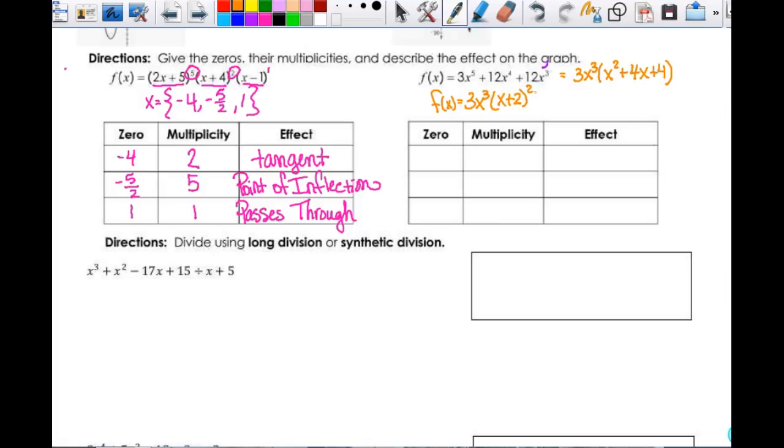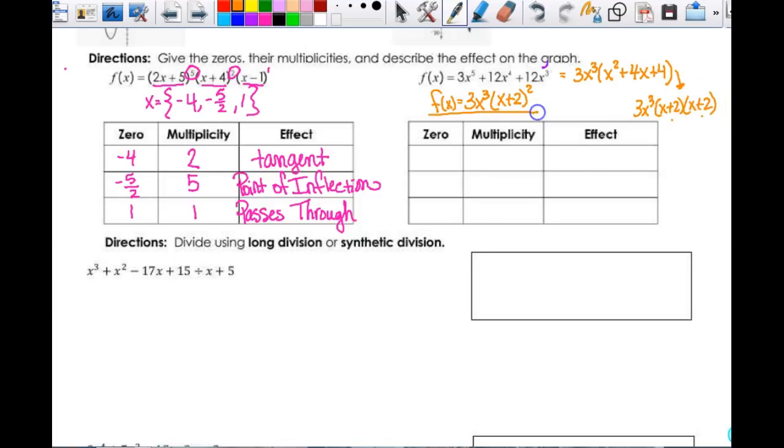Now, if you don't notice that it's a perfect square trinomial, not the end of the world if you first do 3x cubed times x plus 2 times x plus 2. However, you cannot leave it like this, or you're going to try and give me these separately and say they both have a multiplicity of 1, and that's wrong. You've got to combine it back and end up here. So if you don't recognize it as a perfect square trinomial, that's fine. I'm quite sure you can still factor it. Just know that you have to put those things together.